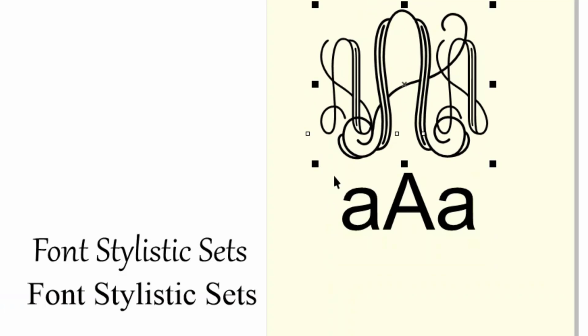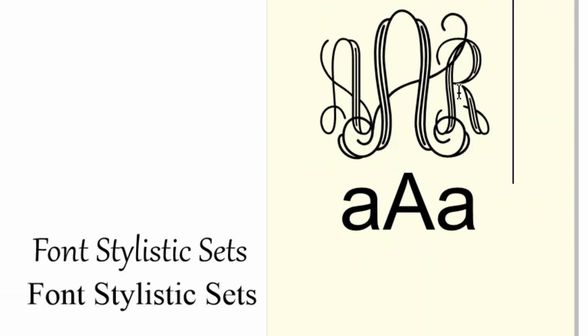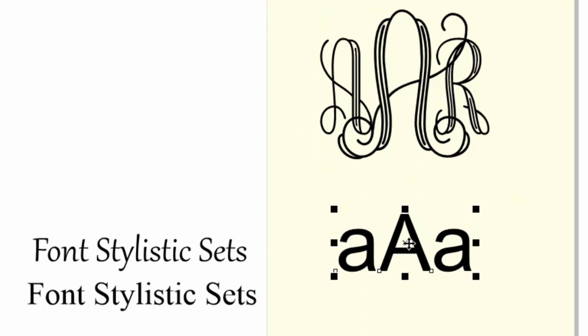You can see here that I have lowercase, uppercase, lowercase. So even if I change that last character, you can see that it's still going to work together. It's still going to be interlocked. It's still going to look good. The problem comes whenever you do a circle monogram.